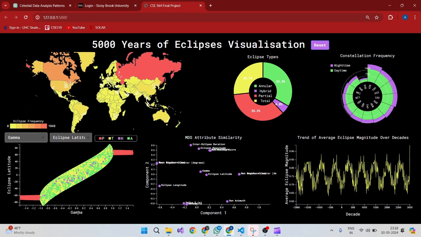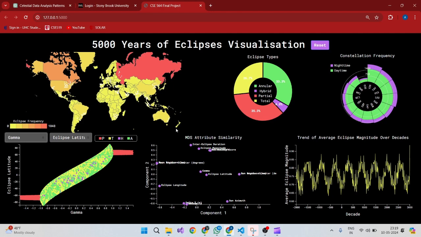And talking about gamma itself, it's basically a magnitude that shows how centrally the moon's shadow passes across the earth. So near the equator, the gamma will be 0, whereas as we move further from the equator towards the poles, more specifically towards the North Pole, gamma will have more and more positive values, whereas moving downwards from the equator towards the South Pole, we'll see lower values of gamma in the negative side.